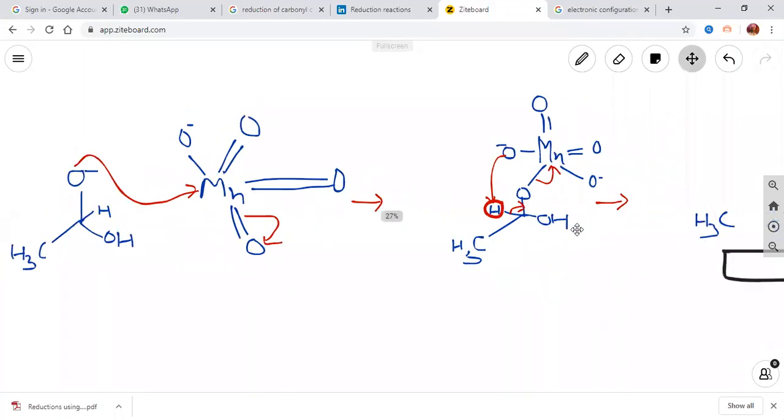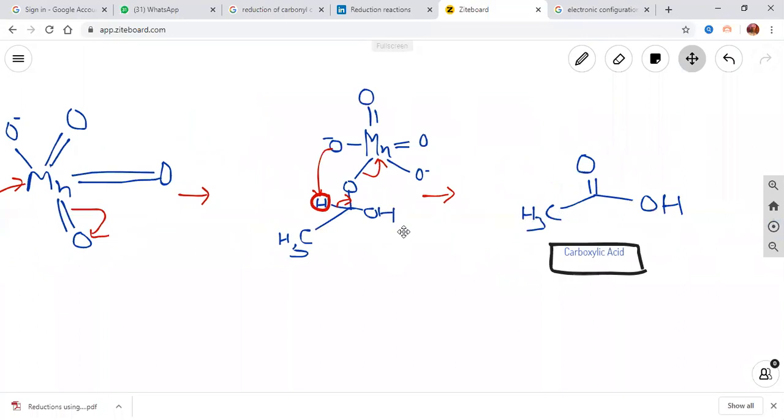So we can see here we get a product, CH3 C double bond O, OH. This is the final product. So primary alcohols get converted to carboxylic acids. Did you understand? Okay.